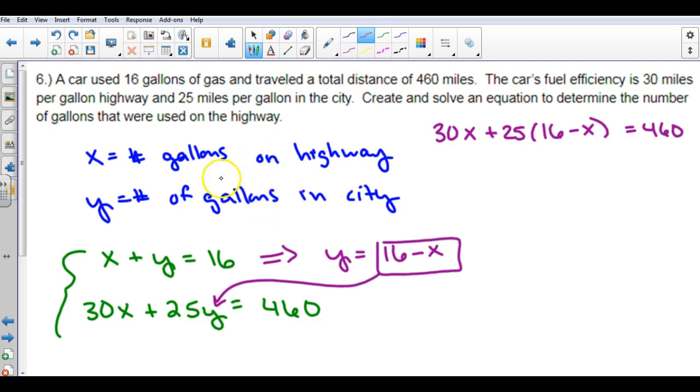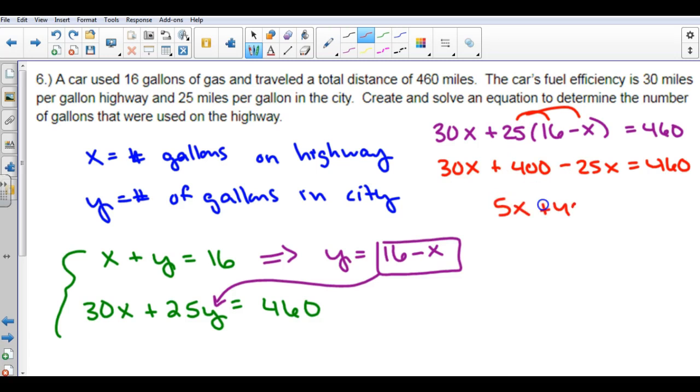Which again took a lot of work just to get to this point, but we can solve by distributing first. So I would do 25 times 16 to get 400, and then subtract 25x, and that's just distributing, and that is equal to 460. From here I can combine my like terms. I have a total of 5x plus 400 equals 460, and then if I subtract 400 on both sides, I get 5x is equal to 60, and then when we divide, we get 12, and that is gallons. So 12 gallons of gas used then for the highway.